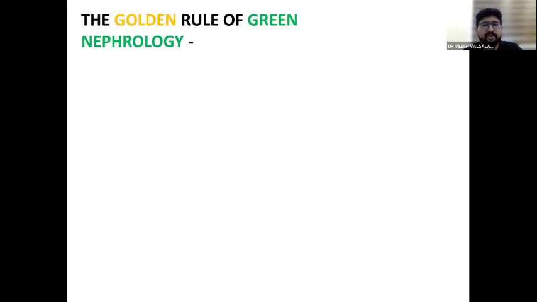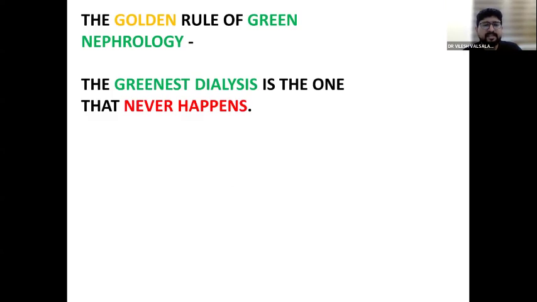So the golden rule of green nephrology would be: the greenest dialysis is the one which never happens. What it means is that you have to try to prevent a person from reaching dialysis. This knowledge is very important for all of us, all our relatives, friends, and people who are with us. You have to consider it a basic duty to identify patients in your family who have diabetes, hypertension, whether they have albuminuria, whether their BP and sugar are well controlled, and make sure that they don't go into dialysis. That would be the greenest dialysis.